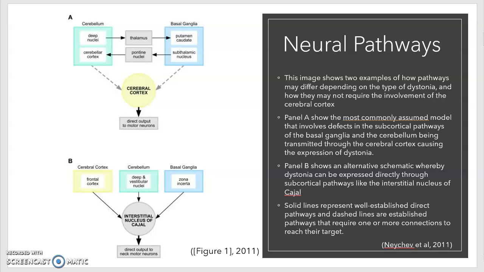On this slide, you can see the neural pathways. Panel A shows the most commonly assumed model that involves defects in the subcortical pathways of the basal ganglia and the cerebellum being transmitted through the cerebral cortex, causing the expression of dystonia. Panel B shows an alternative schematic whereby dystonia can be expressed directly through subcortical pathways like the interstitial nucleus of Cajal.